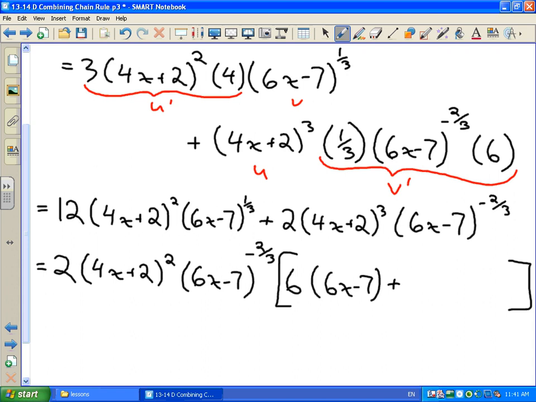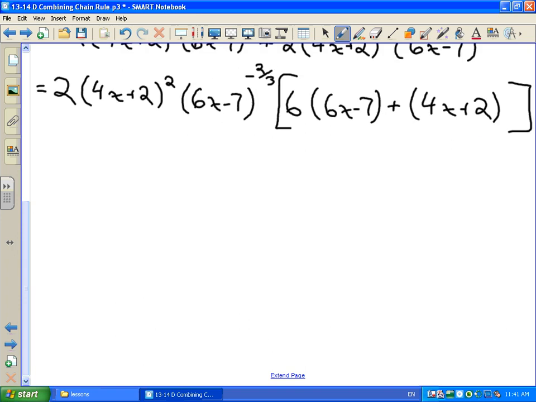For the second one, I've already factored out the 2. I've factored out (4x plus 2) squared, so I'm going to be left with a 4x plus 2. And I've already factored out the entire (6x minus 7) to the negative 2/3. So there, I'm done.